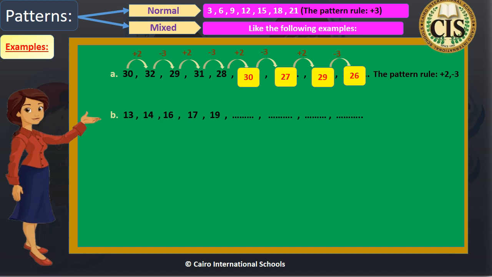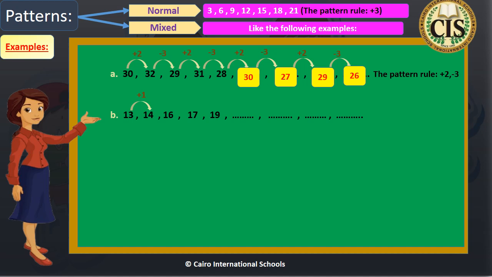Now, look at 13 and 14. 13 becomes 14. It increased. So we must write plus in the pattern rule. Plus what? Subtract 14 minus 13 equals what? Equals 1. So the pattern rule for the first two numbers is plus 1.